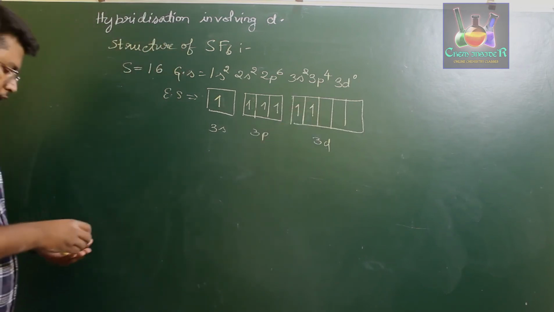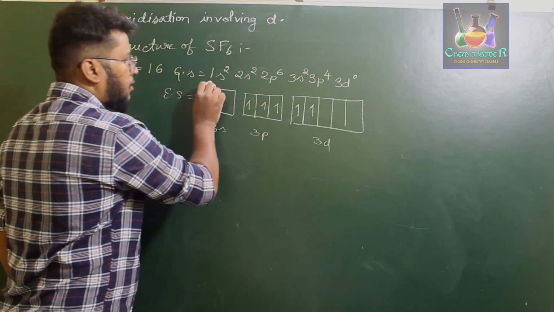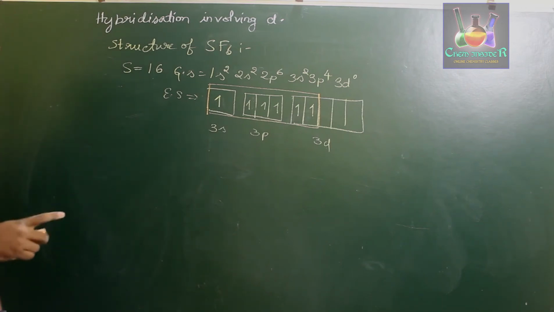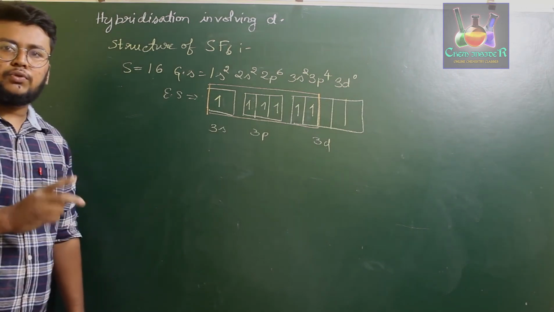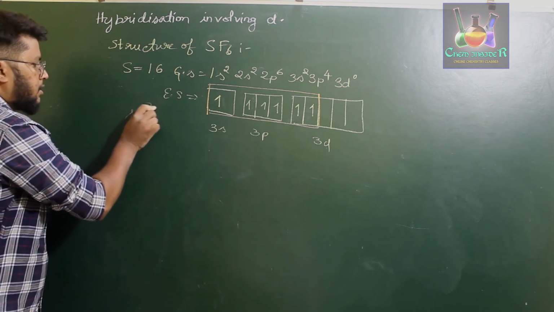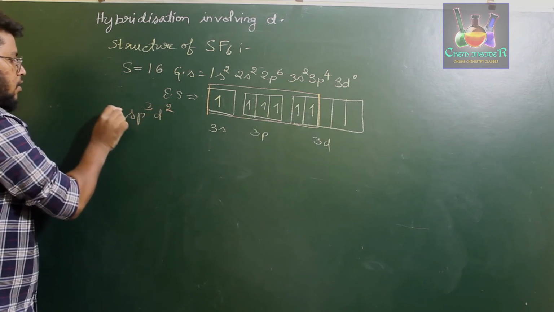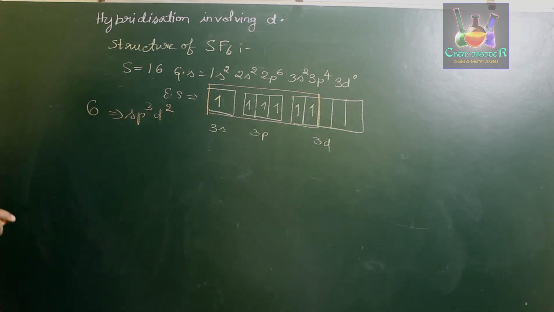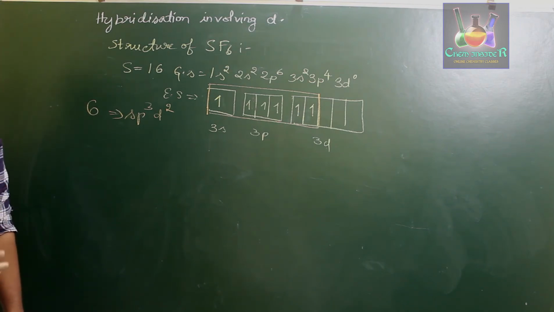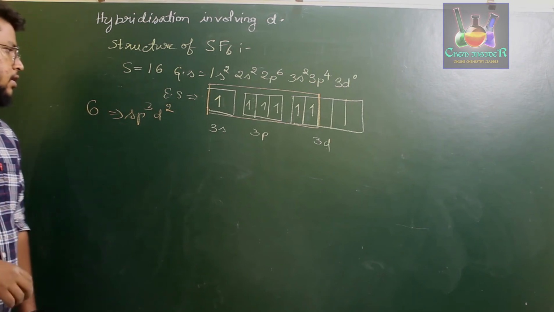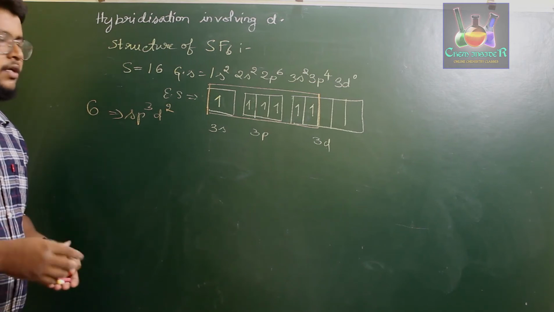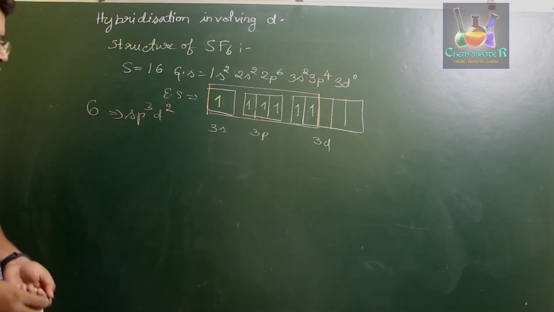So therefore it undergoes sp3d2 hybridization, where that is one 3s orbital, three 3p orbitals and two 3d orbitals, leading to the formation of six sp3d2 hybrid orbitals. These six sp3d2 hybrid orbitals arrange themselves in space in an octahedral geometry.